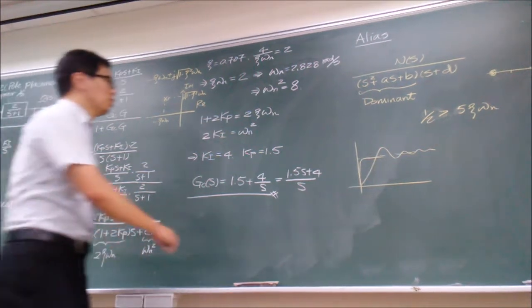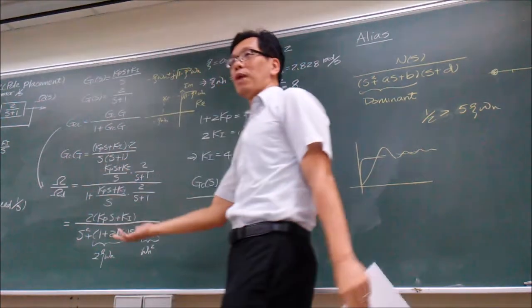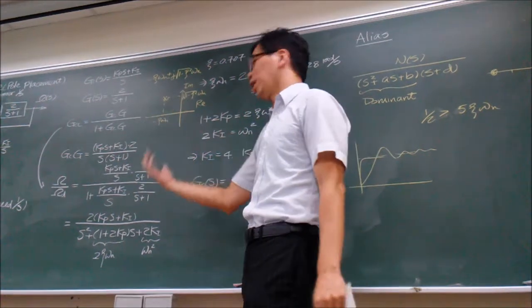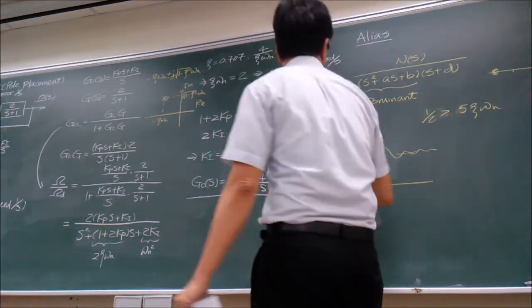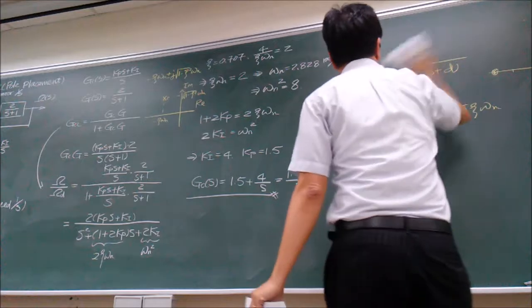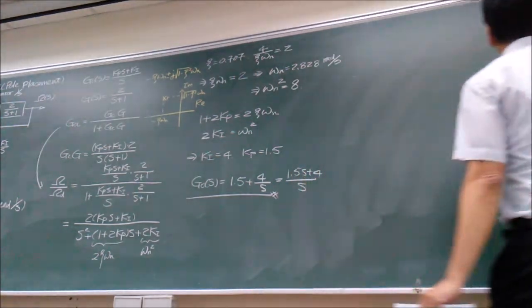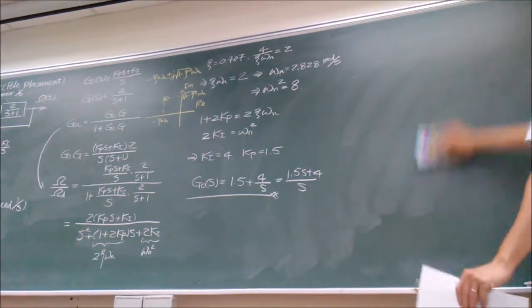Okay, now we've learned transient response and pole locations. We're going to do a little bit further analysis, but this is more generic.